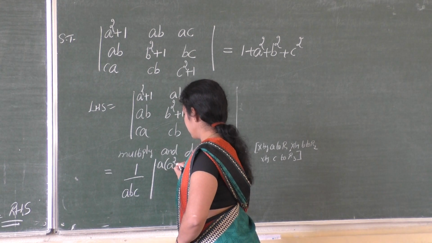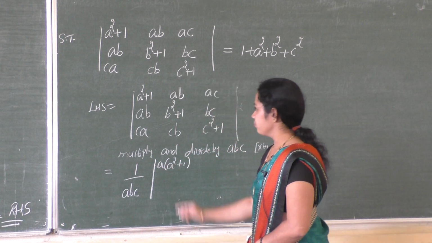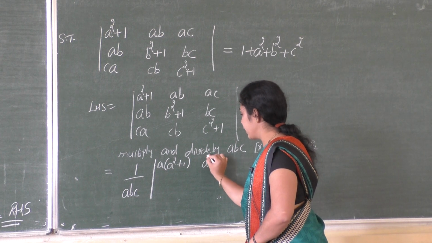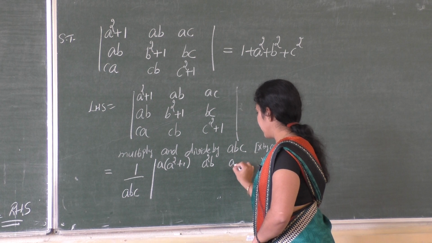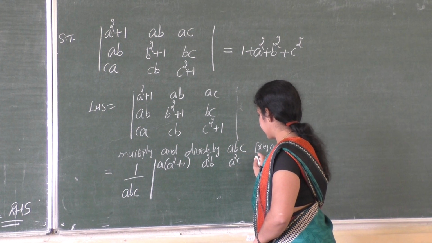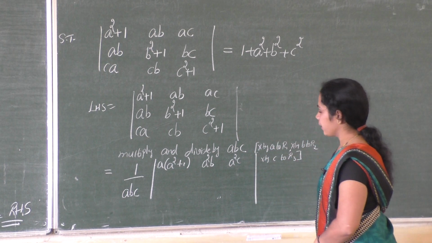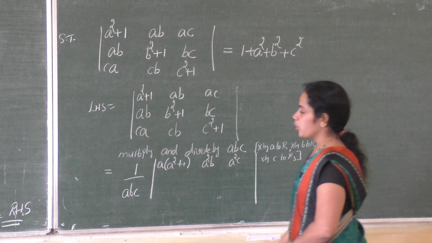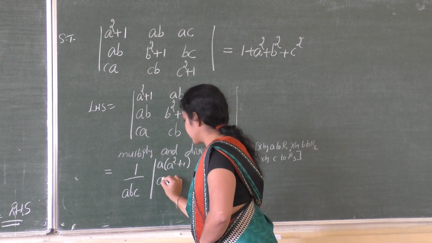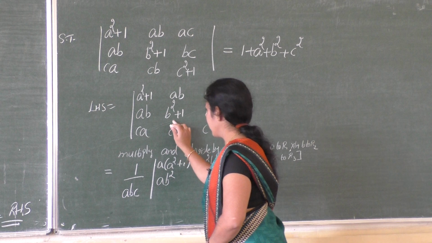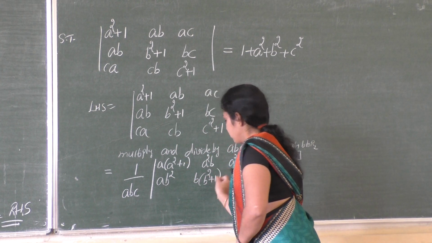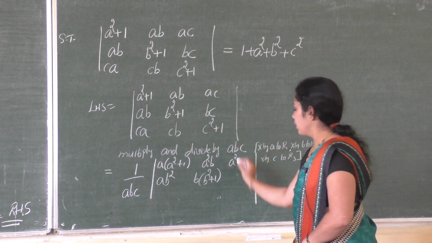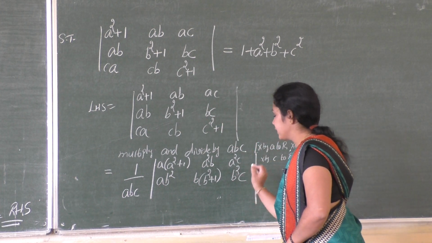a into a square plus 1, a into ab is a square b, here a square c. Multiply by b to the second row, that is ab square, here b into b square plus 1, here b square c.